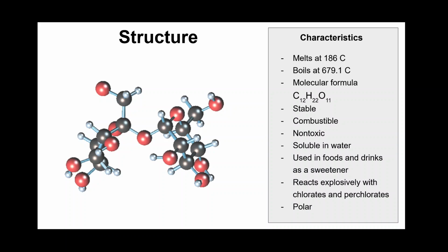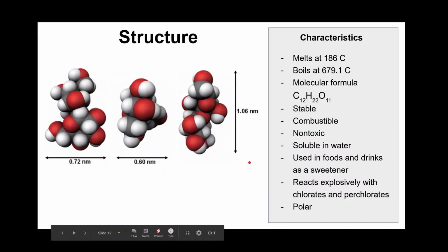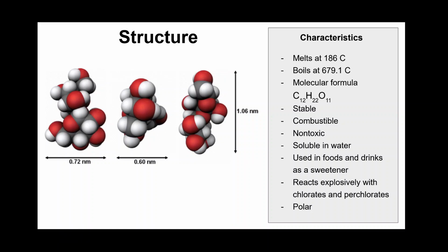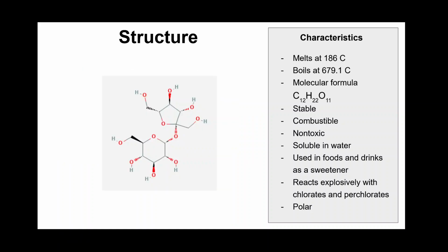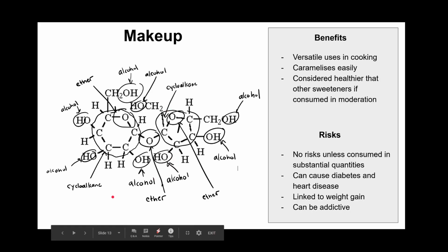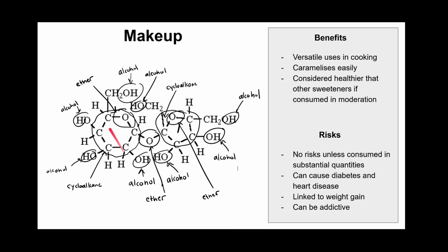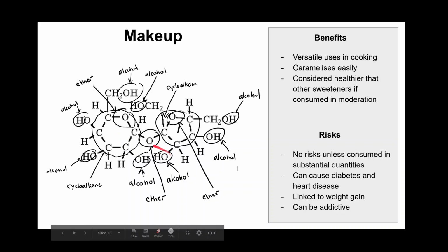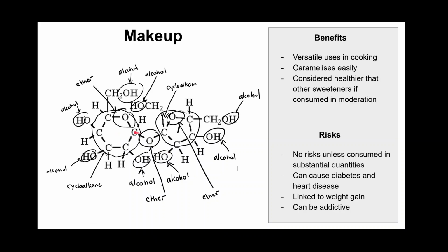What sucrose is used for, obviously, it sweetens stuff. Like I said earlier, you use it to make stuff taste good. So here we can see the makeup again. We have the cycloalkanes surrounded by alcohols on either side with the one ether in each, and that's just glucose and fructose. And then these two molecules are combined together by this one oxygen ether.